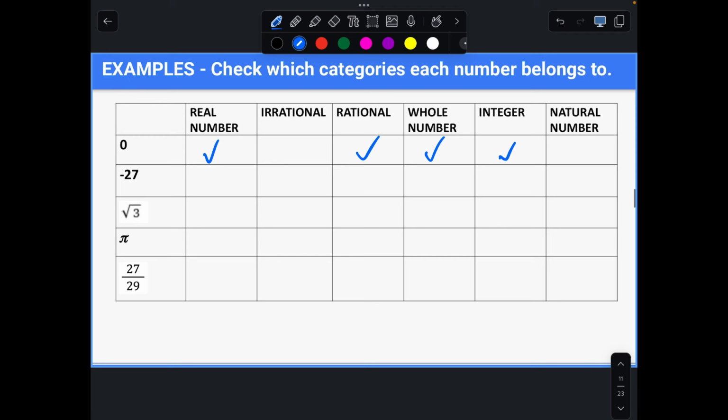Negative 27, is it a real number? Yes, it is. Is it irrational? No, it is not, because it does not have a decimal that continues forever. Is it rational? Yes. If it's not irrational, that automatically means that it is rational.